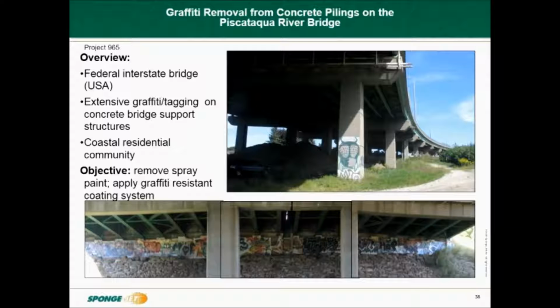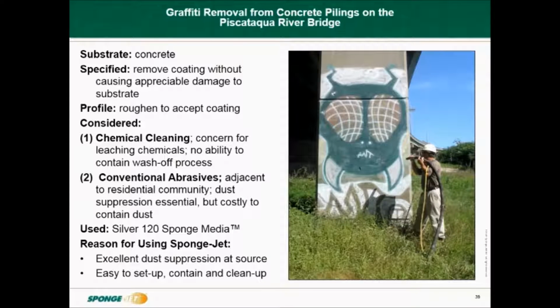The scope was to remove the spray paint or the graffiti with no appreciable damage to the concrete structure or substrate. If chemical stripping was introduced, there's no way that they could perform a wash down and contain the runoff for chemical residues, so the contractor put forward Sponge-Jet as the process. It was accepted, and they used a one grit to remove the graffiti.